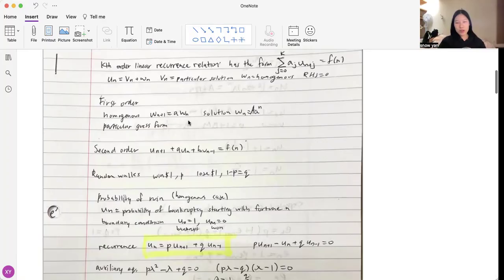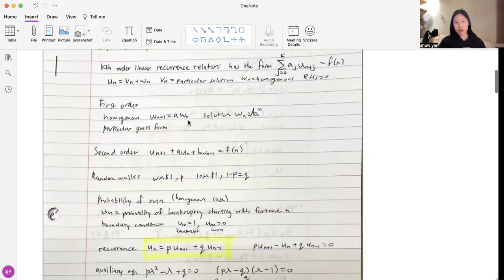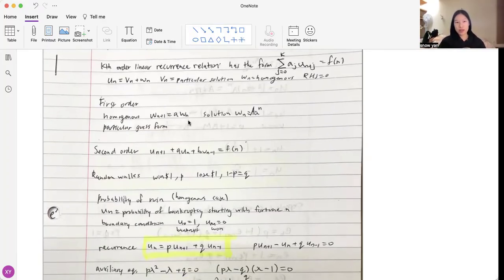Most of the time we're not going to get an nth order relation, but rather a first order or a second order, most likely second. So we find the homogeneous solution, then for the particular form, we guess what it is based on the homogeneous. Usually we guess a constant. If the homogeneous solution is 1, then we go with Cn, and if Cn doesn't work, we go with Cn squared, and so on and so forth.